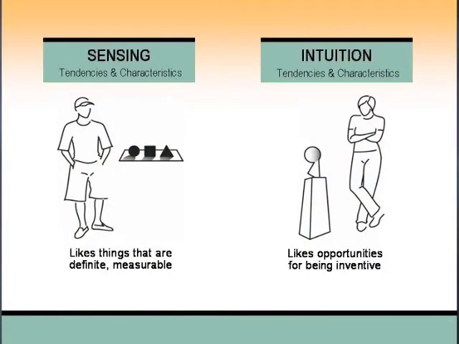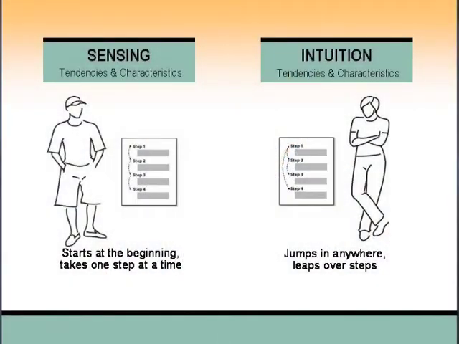Now, you can still be a scientist and have those attributes of being an intuitive type, but intuitives also like to be, as I said, inventive. So those who are creative types may gravitate more to an area where they can use that particular characteristic in their personality. Sensing types like to start at the beginning and work their way step by step through a process. Intuitives, they'll jump in anywhere in the process.